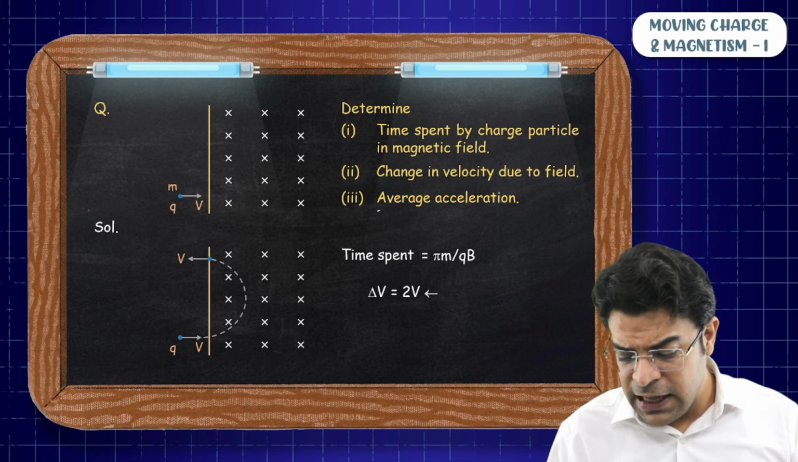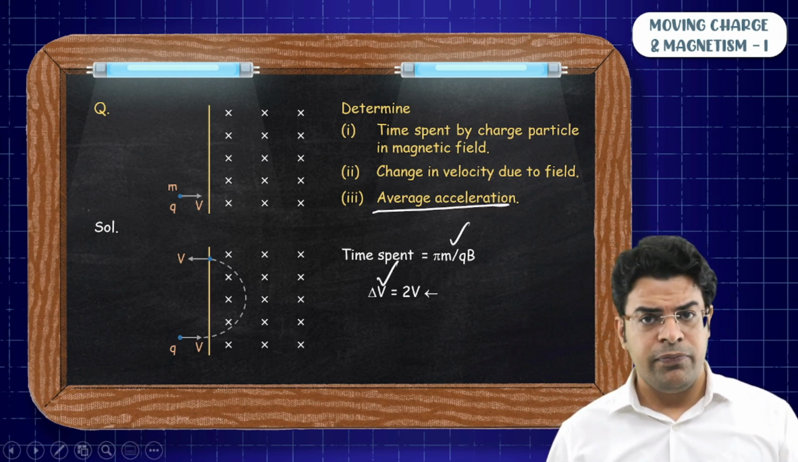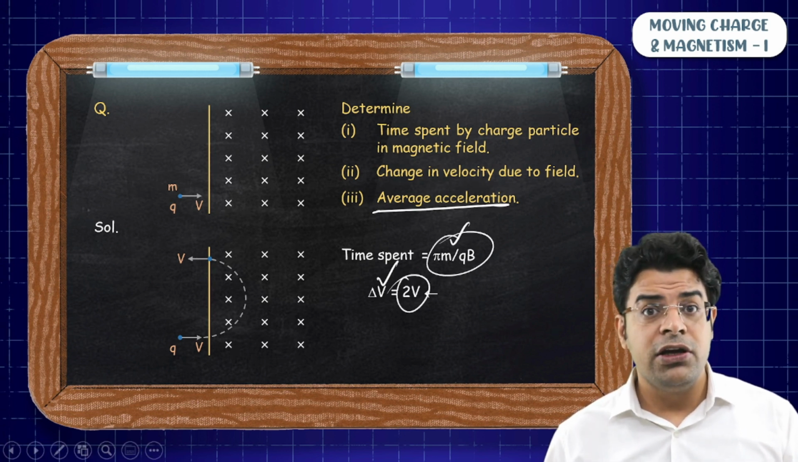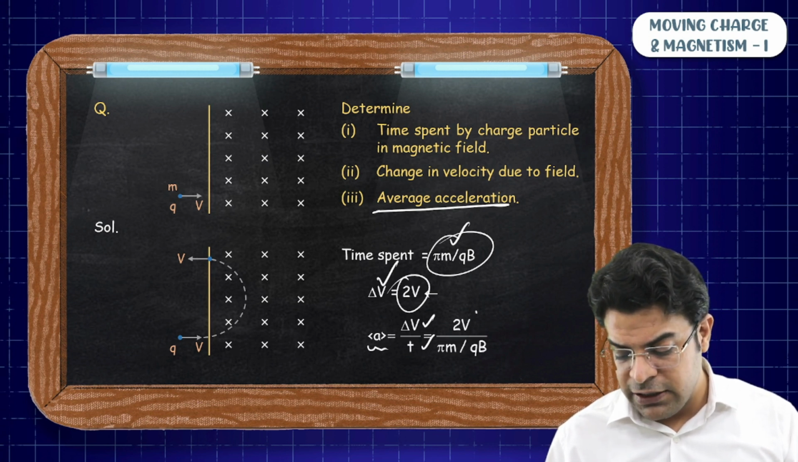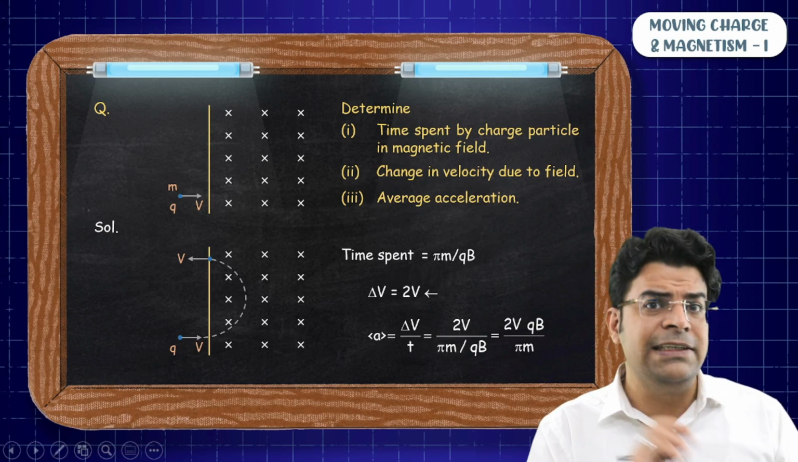Now how to find the average acceleration? Average acceleration is nothing but change in velocity upon time taken. The change in velocity is 2v, the time taken is pi m by qB. So the average acceleration is 2v upon pi m by qB, that gives you 2vqB by pi m. This is an easy thing.